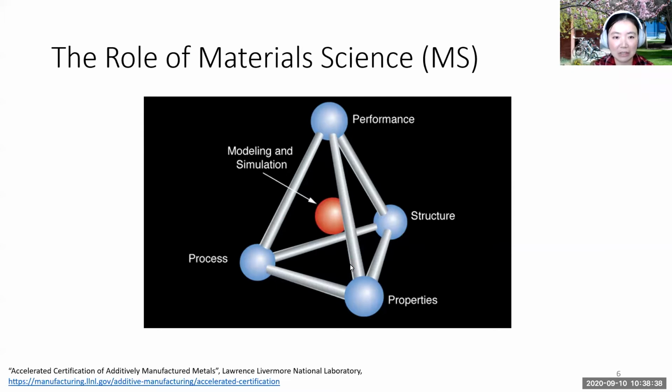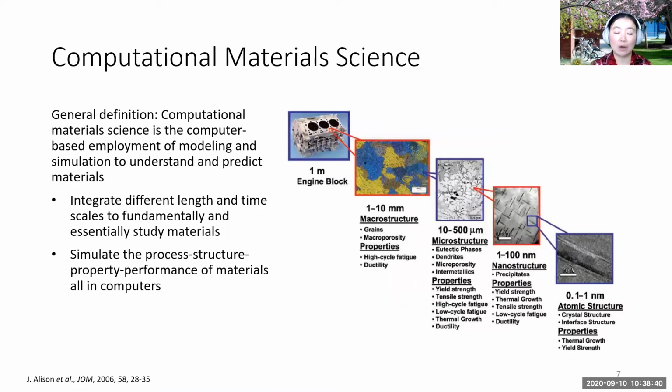That leads to another field, or a subfield in material science, called computational material science. And what is computational material science? The general definition is to use a computer to model and simulate materials, and also to predict materials. At the same time, for computational material science, we also have to integrate different length and time scales to fundamentally and essentially study materials.